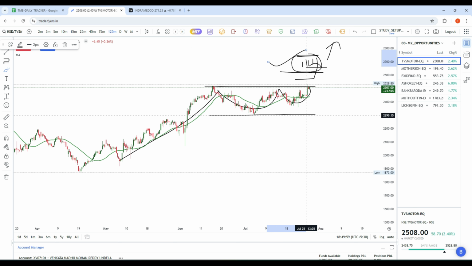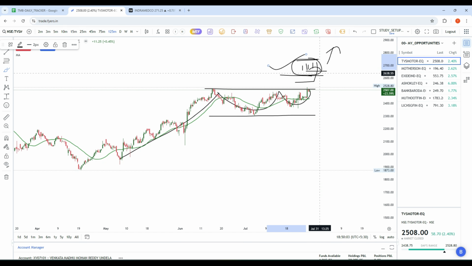Before taking the entry, please do your own research, and calculate your own risk. Based on that you can trade. Okay, this is TVS Motor. I'm looking for a positive opportunity, upside potential.